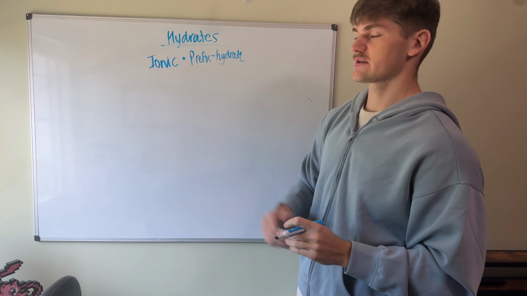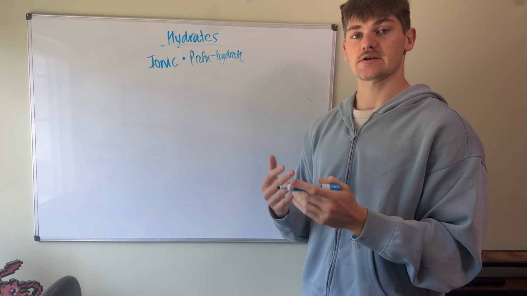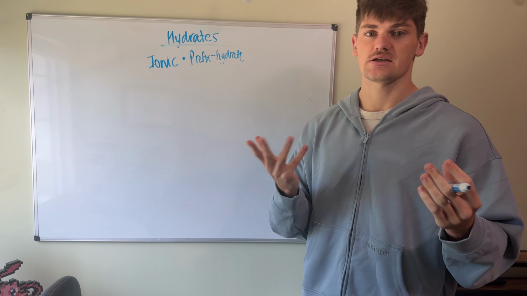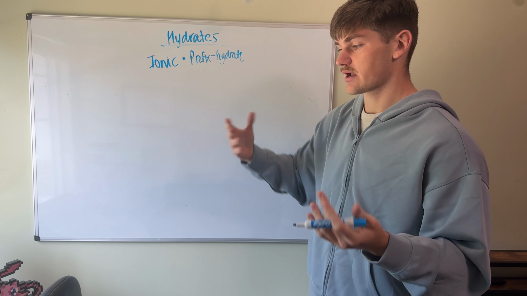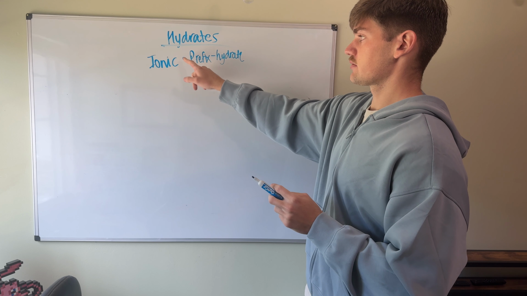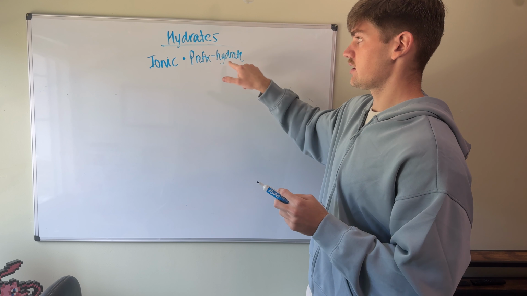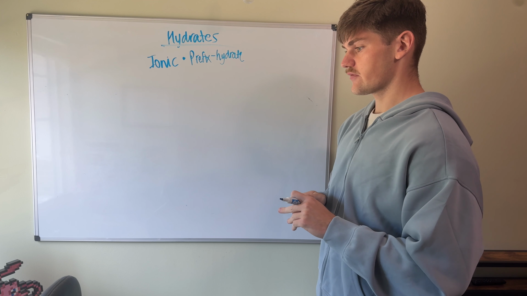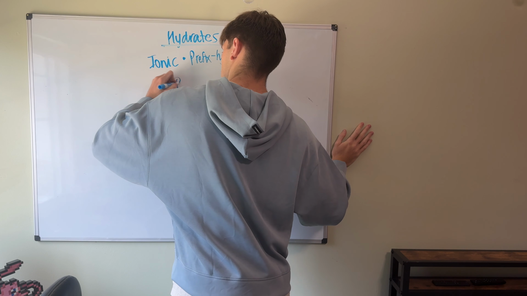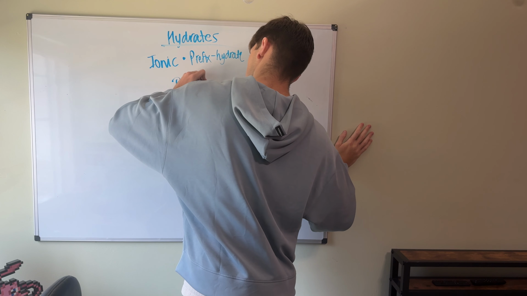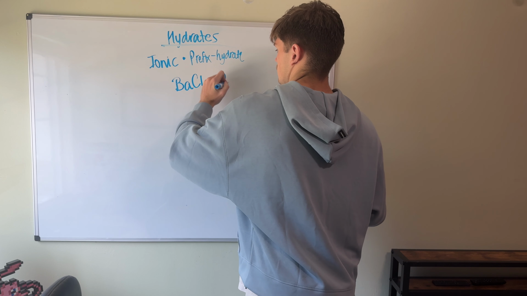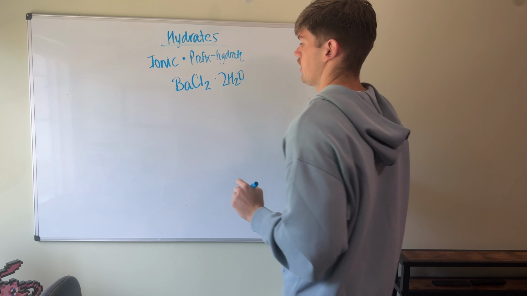For the prefix, we're using the prefixes from the covalent compounds: mono, di, tri, tetra, penta, hexa, hepta, octa, nona, deca. Ionic just means whatever ionic compound that may be, and then you're putting a dot and however many waters. So let's start with a little example: BaCl2 dot 2H2O.